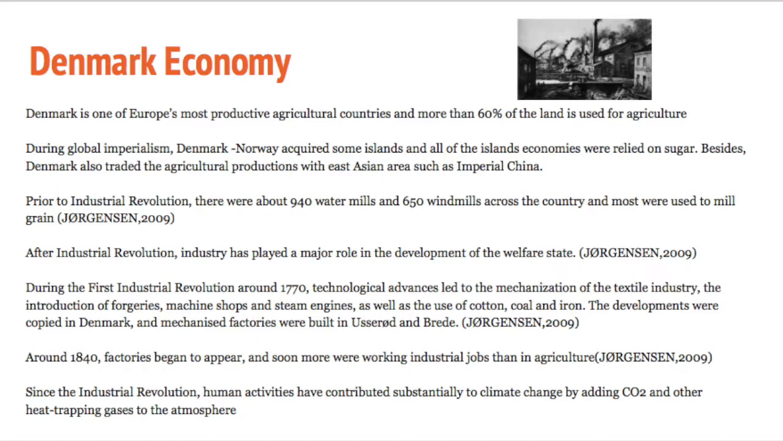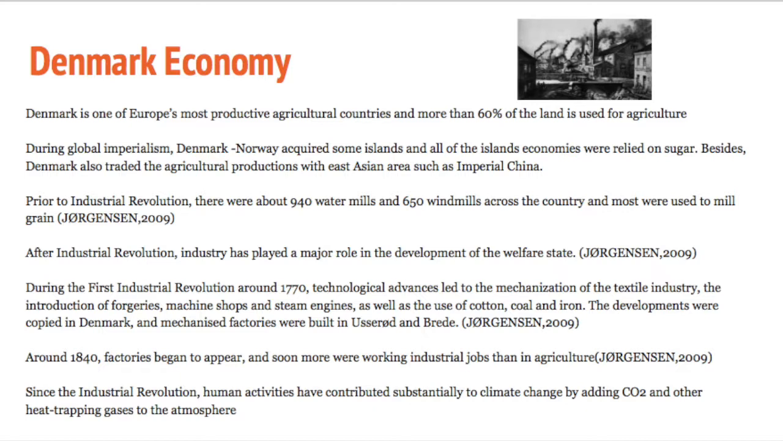Denmark economy. Denmark is one of Europe's most productive agricultural countries, and more than 60% of the island is used for agriculture. During global imperialism, Denmark and Norway acquired some islands, and all of the islands' economies relied on sugar. Besides, Denmark also traded agricultural products with East Asian areas such as China.